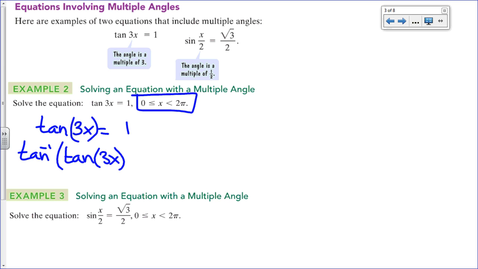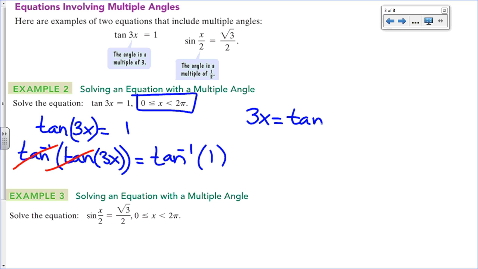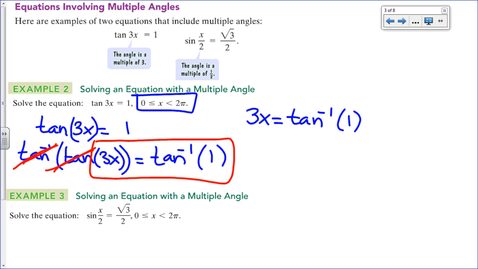So that is what we do, except that I just don't write it that way. The way I write it is 3x is equal to tangent inverse of 1, because I already know that tangent and tangent inverse are going to cancel, because they undo each other. So anyways, it's the same thing. I have 3x and I have tangent inverse of 1. Same thing I have here, right? Yes? Do you guys see that?